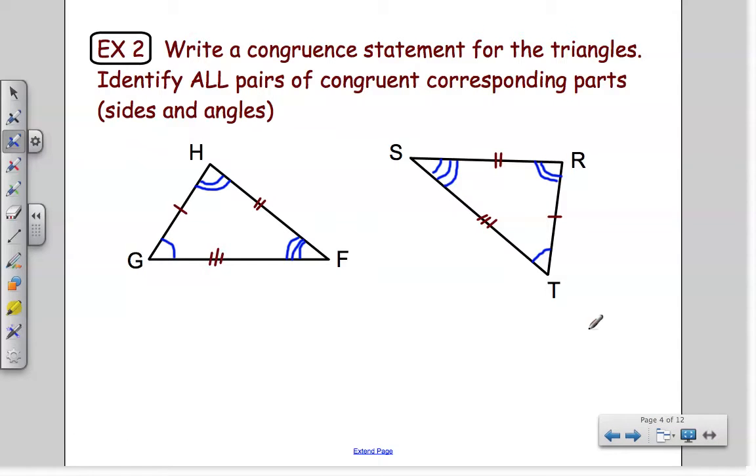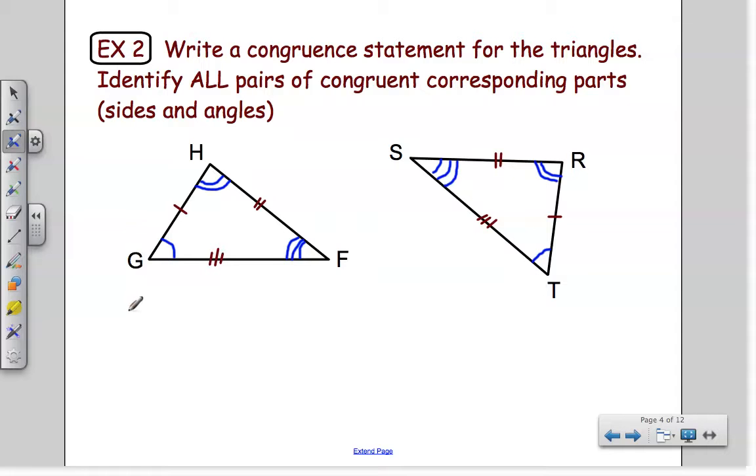Alright. Another thing you should be able to do is write a congruence statement. Remember, a congruence statement says that two things are congruent. And then I have to identify all the pairs of congruent corresponding parts. And we know that the corresponding parts that are going to be congruent are the three sides and the three angles. So I'm going to list all of those.